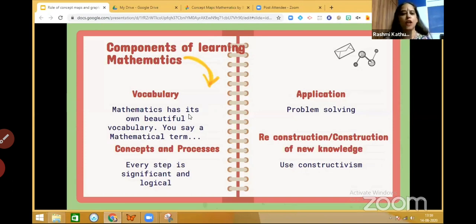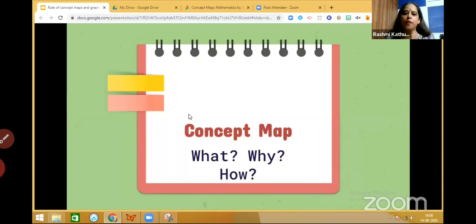Second component is concepts and processes. Every algorithm, every formula which we teach in a math classroom plays a significant role. Then comes application. Application includes problem solving, where the children apply the knowledge which they have gained through the concepts and processes or through the vocabulary part. And in the end, it is not just over. We need to reconstruct and construct a new set of knowledge. So with this pedagogy approach, today I'm going to talk about concept maps: what, why, and how.